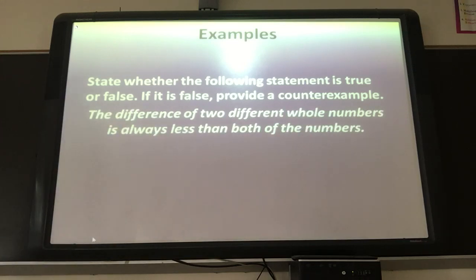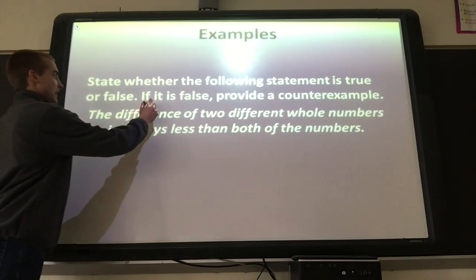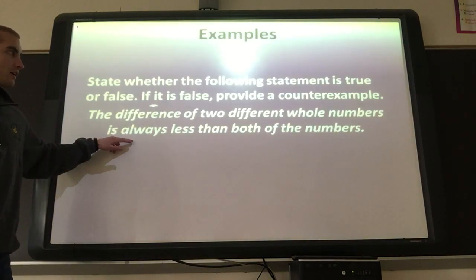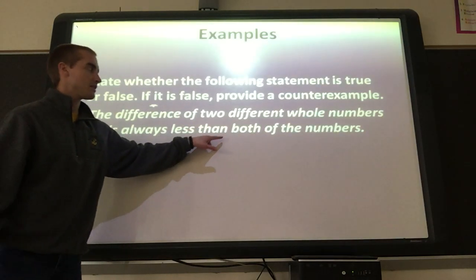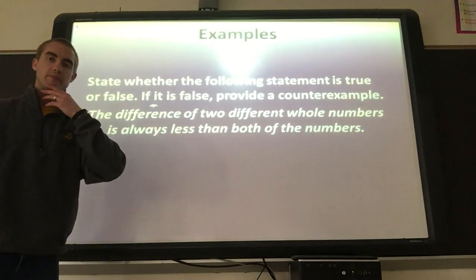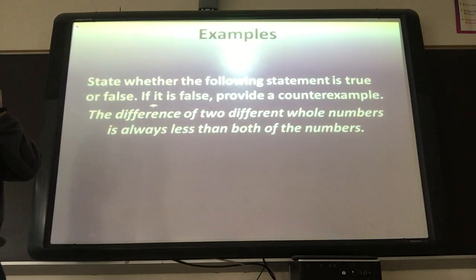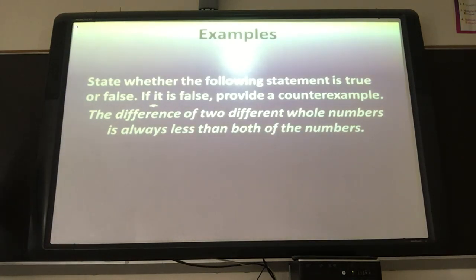Okay, so this one you've got to maybe break down and make sure we understand what it's saying. So the difference of 2 different whole numbers. So difference, remember, means to subtract. So when you subtract 2 different numbers, your answer is always less than both of the numbers. Pause the video if you want. Think about this for a few seconds and see if that's going to be true or false.